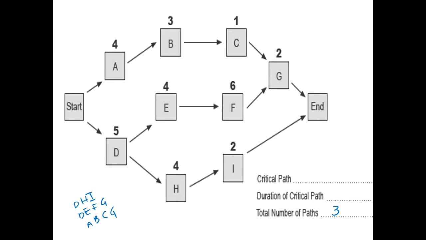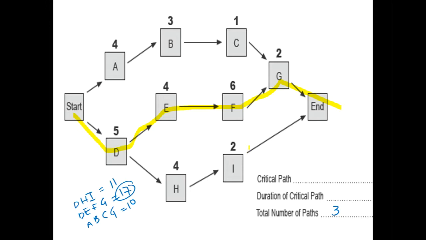And what is the duration of the critical path? To do that, we have to see what is the duration of each individual path. So if you look at ABCG, it has a duration of 10. If you look at DEFG, 17, and DHI, 11. So of these, we could see that DEFG is the critical path, and it has a duration of 17 weeks. So DEFG is your critical path.